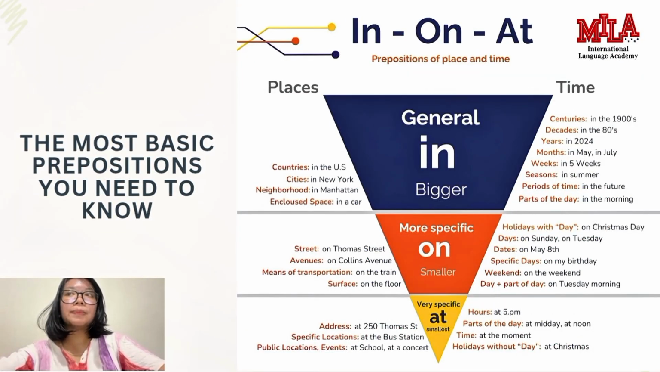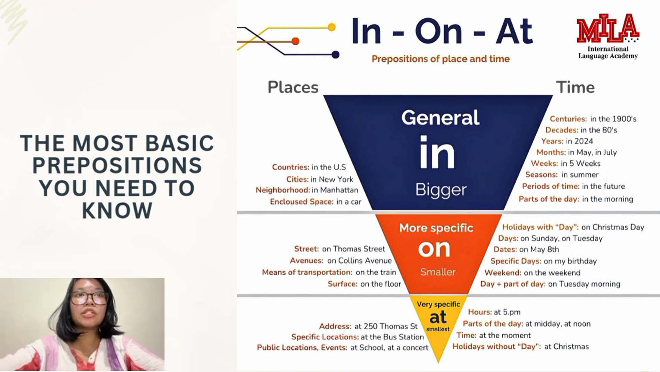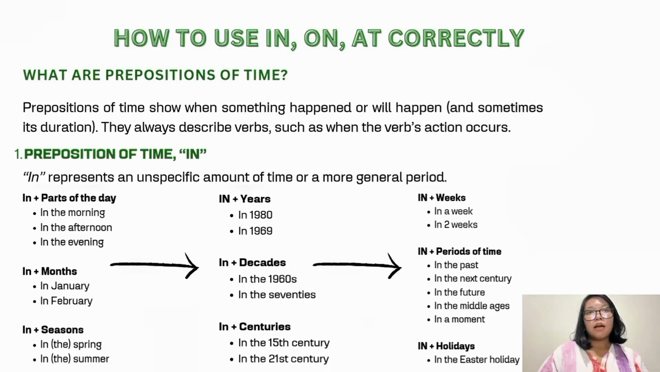Guys, you can look at the picture. We can find some of the most basic prepositions you need to know: in, on, at, prepositions of place and time. How to use in, on, at correctly. What are prepositions of time? Prepositions of time show when something happened or will happen, and sometimes its duration. They always describe verbs, such as when the verb's action occurs.